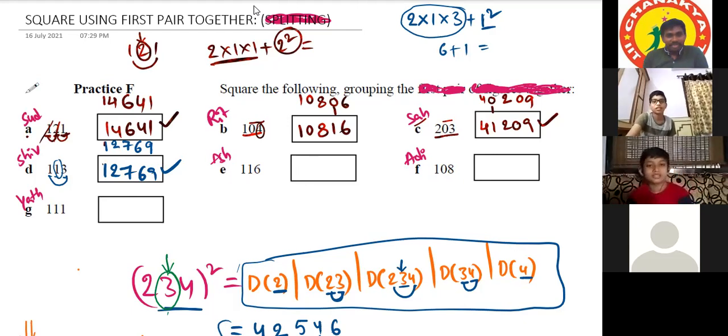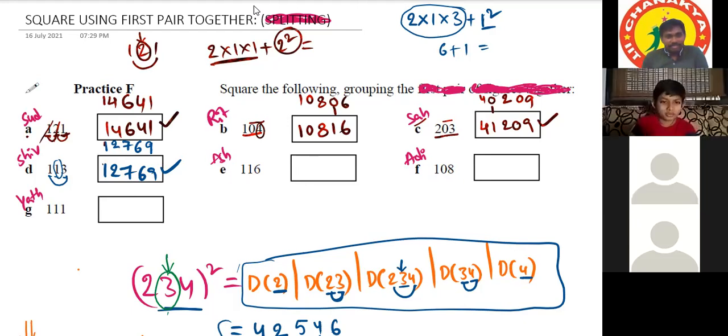Ashwad. Yes, sir. One duplex is 1. 11 duplex is 2. And 116 duplex is 2 into 1 into 6 plus 1 to the power 2. It is 2 into 6, 12. It is 12, sir, 12 plus 1, 1 square, is 13. 1 here, 3 here.